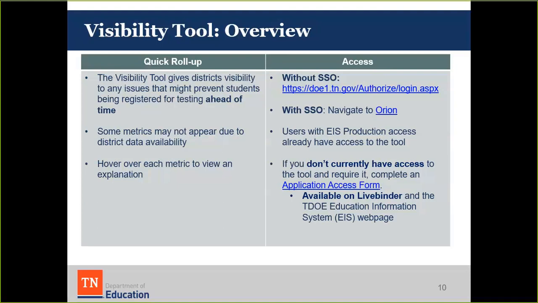If you do not currently have access to this tool and require it, then you need to fill out an application access form. It's available on the LiveBinders site that assessment uses. It's also available on the Department of Education's Education Information System, or EIS, webpage. And then that information is submitted to the EIS Help Desk.